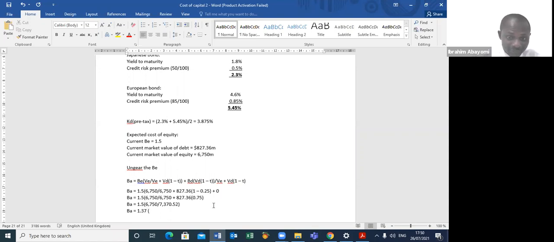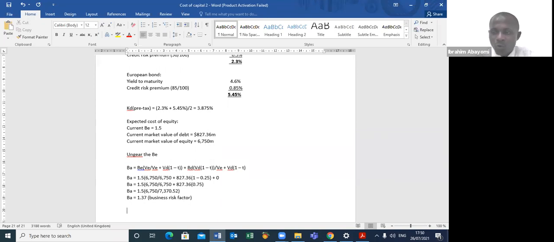That is business risk. Don't forget, this is a business risk factor. So I have now gotten the business risk factor here. It means we have eliminated the effect of the current debt of 800 million from that beta. So I'm now having an ungeared beta.